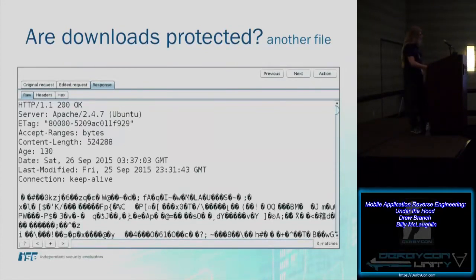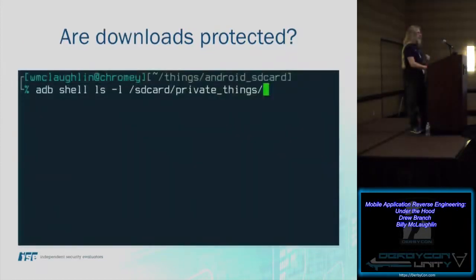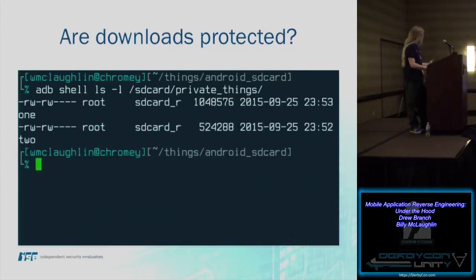So it looks like it downloaded, but we want to make sure. We're going to use ADB shell again to get a long listing of the files in the app directory on the SD card. You'll see now we have 2 files. So we definitely did download something that we probably shouldn't have been able to download.